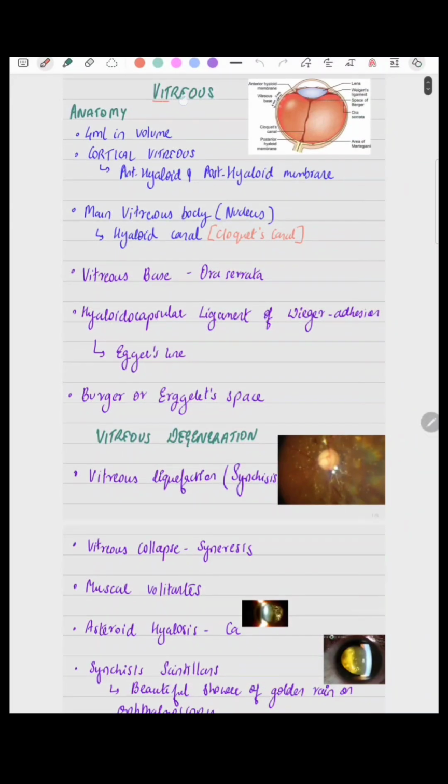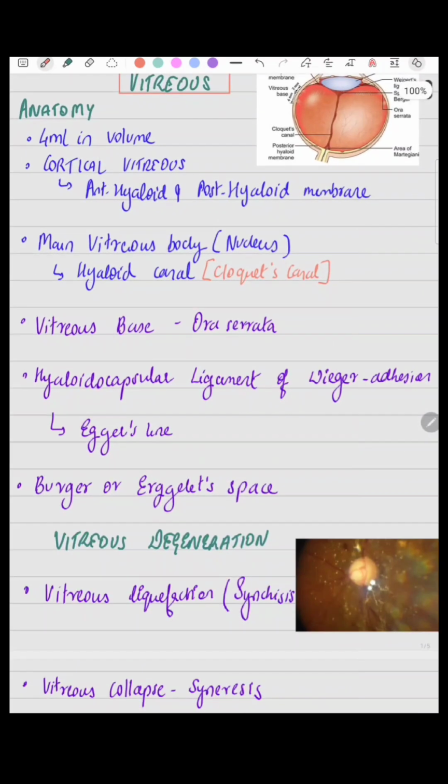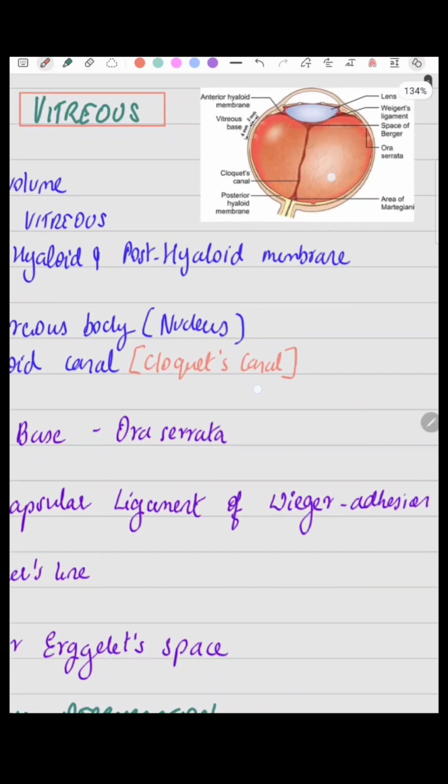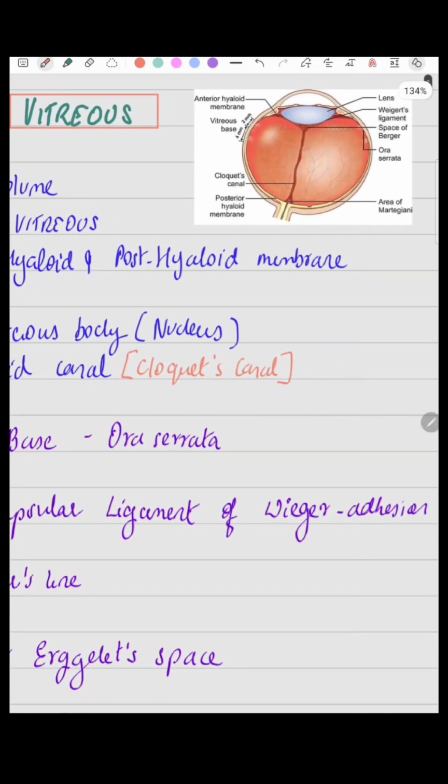Vitreous. Vitreous anatomy. In anatomy, it is a transparent or jelly-like structure that fills the posterior 4/5 of the cavity of the eyeball.